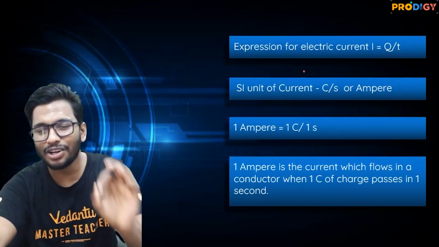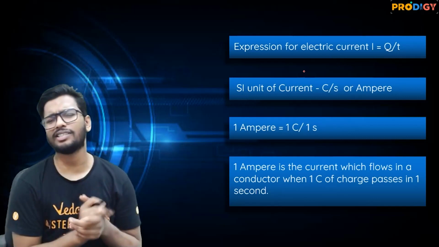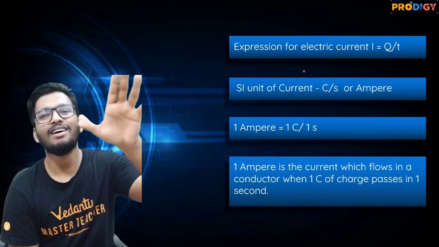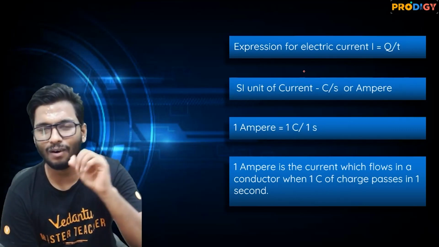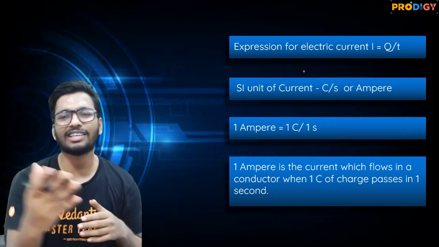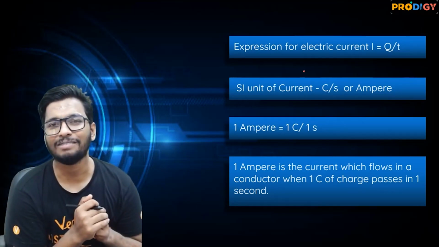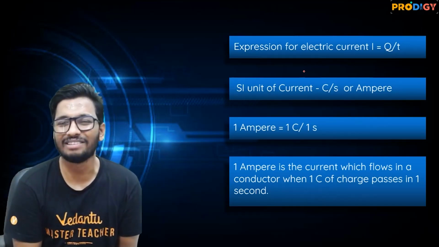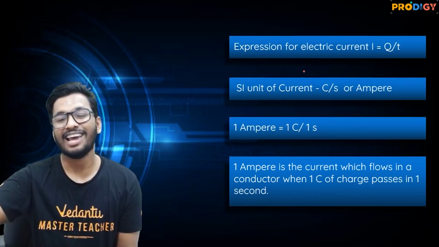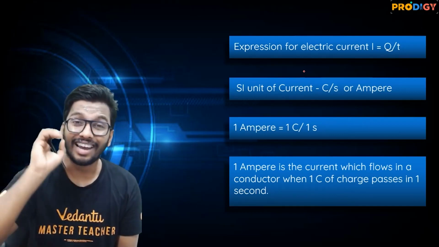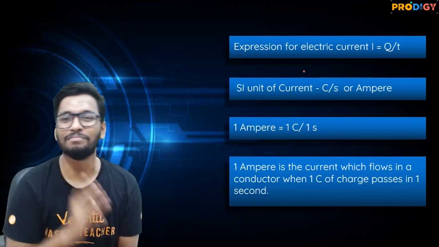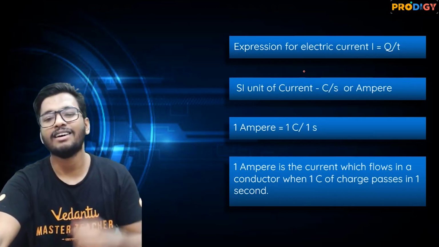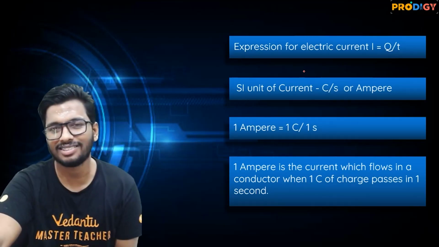So how do you define it? Once again, just put 1. No matter which kind of question they ask, define 1 volt or define 1 ampere, just do the exact same thing: put 1 in front of all the units that you have been given and explain in your own words. You don't have to write the exact same words. Explain in simple English. So 1 ampere is the current which flows in a conductor when 1 coulomb of charge passes in 1 second. That's all.